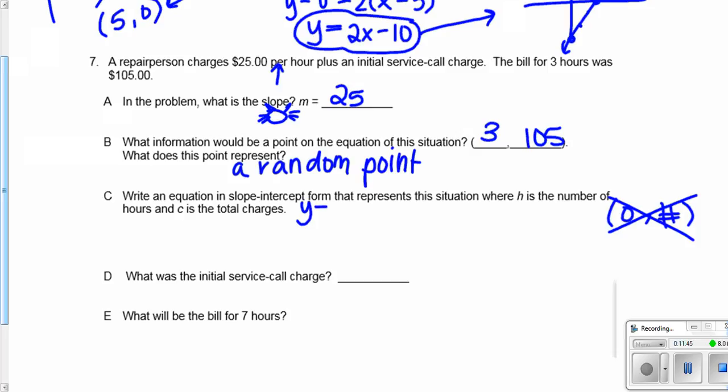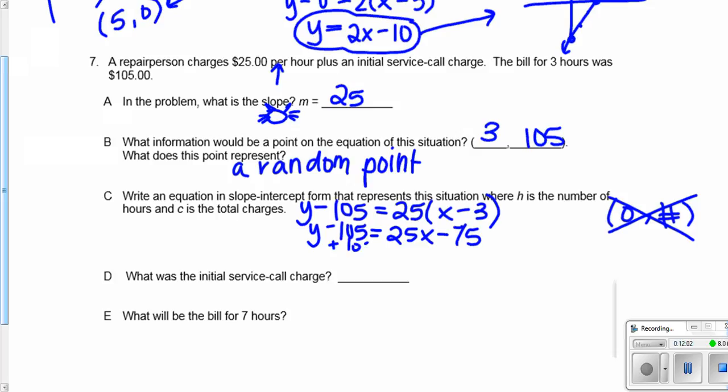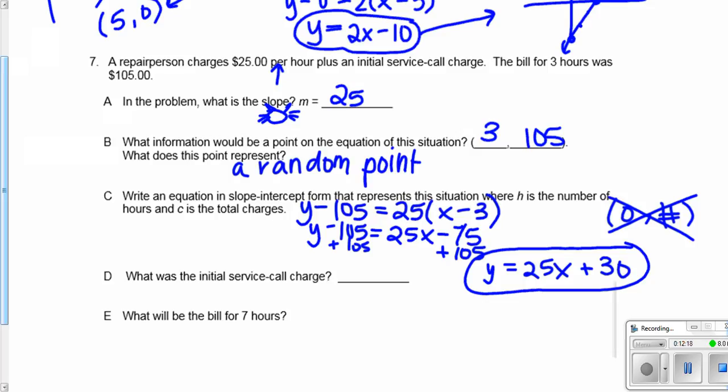So y minus, what's y1? Well, it's from the point. y minus 105 equals my slope, which is 25, times (x minus 3), the x that was given to me. So I work this out. Add 105. So y equals 25x plus 30. Very good. There's my equation. Woohoo. So now it says, what was the initial service call charge? So what did they have to always pay initially? Well, it was that $30 charge. I got the 30 from right there.